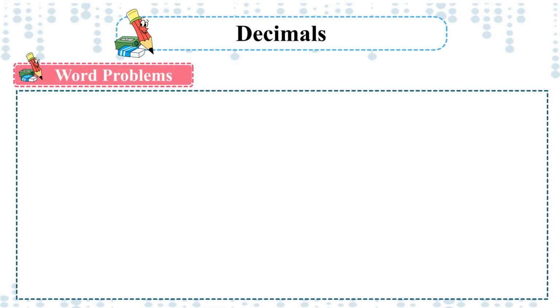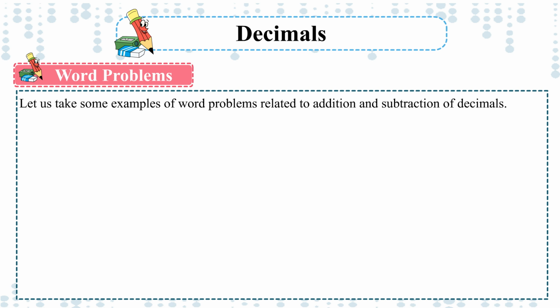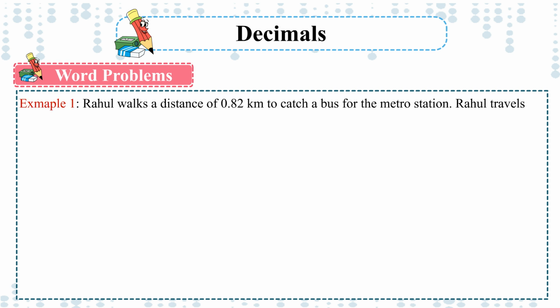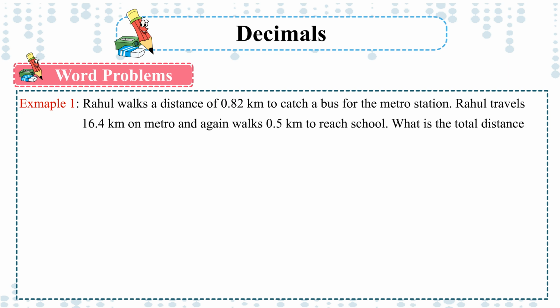Word problems. Let us take some examples of word problems related to addition and subtraction of decimals. Example 1. Rahul walks a distance of 0.82 km to catch a bus for the metro station. Rahul travels 16.4 km on metro and again walks 0.5 km to reach school. What is the total distance covered by Rahul to reach school?